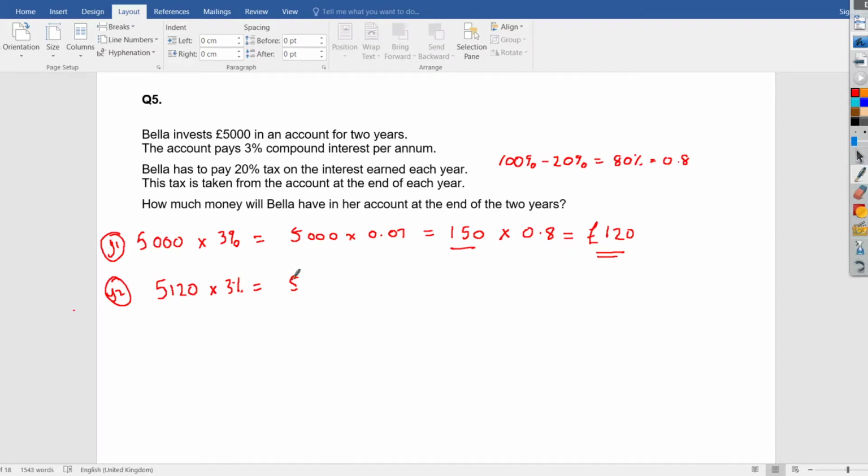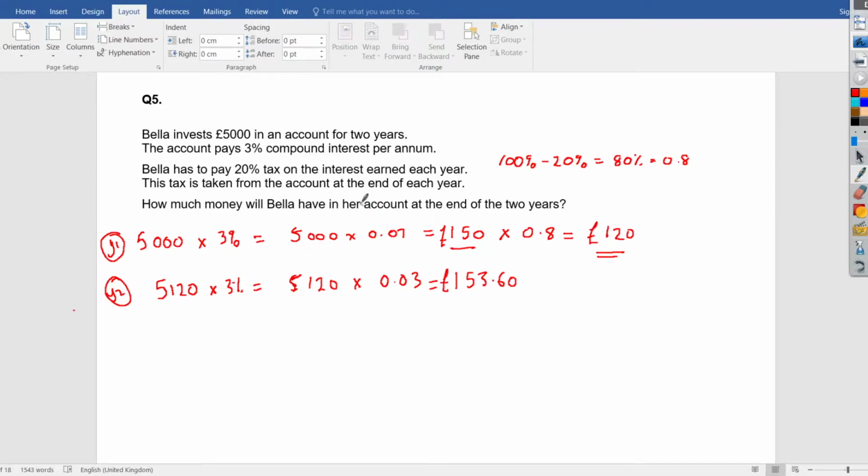Write it as 5,120 multiplied by 0.03. On your calculator, 5,120 multiplied by 3% will give you interest of £153.60. So that's the interest she earns in the next year.